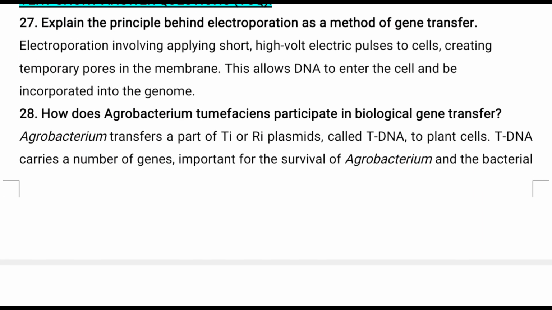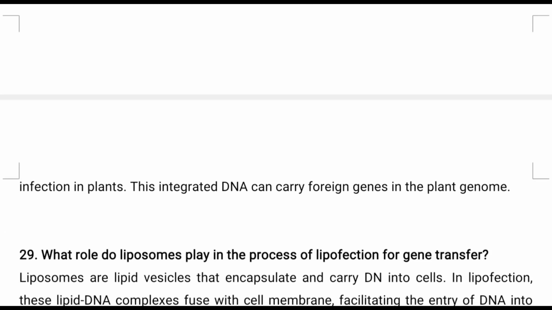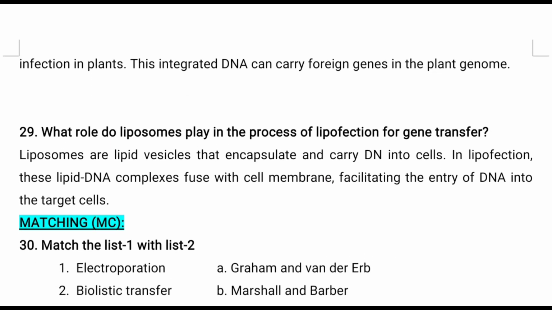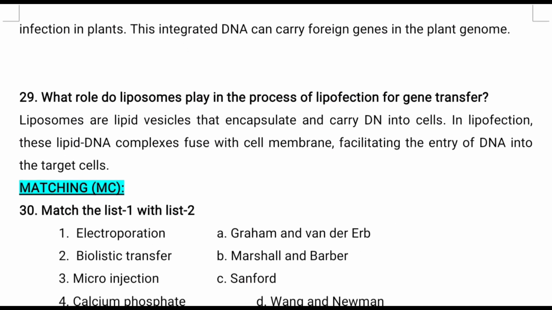How does Agrobacterium tumefaciens participate in biological gene transfer? Agrobacterium transfers a part of the Ti or Ri plasmid, called T-DNA, into the plant cells. T-DNA carries a number of genes that are important for the survival of Agrobacterium and for bacterial infection in plants. This integrated DNA carries foreign genes into the plant genome. In this way it is used in gene transfer. Okay, let's see the next question.